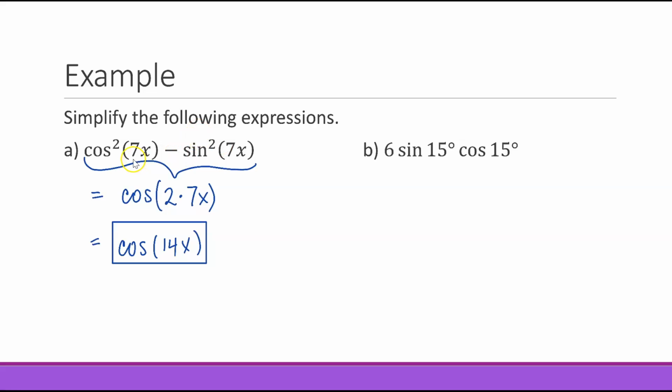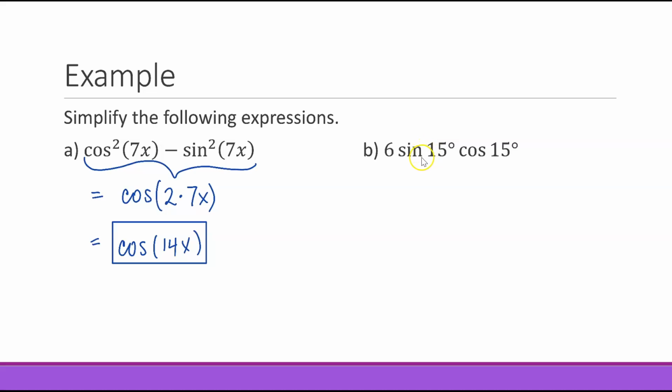So we took an expression with 2 terms and we simplified it down to 1 term. In part B, we have 6 sine of 15 degrees times cosine of 15 degrees. So here, we're going to use the double angle identity for sine.